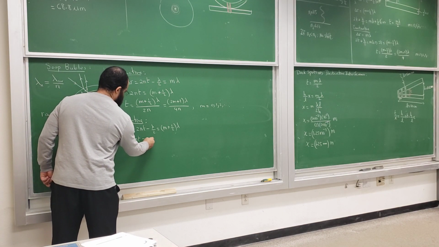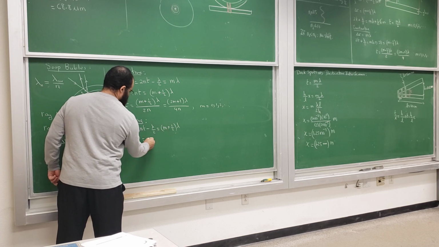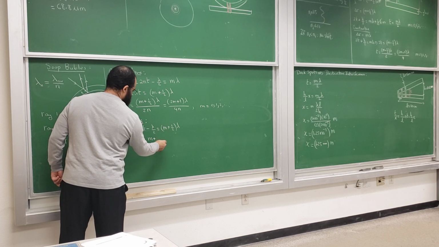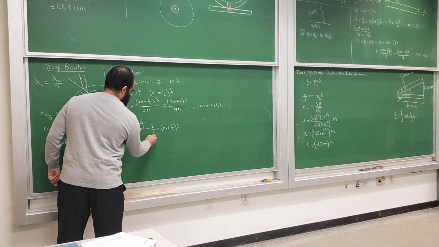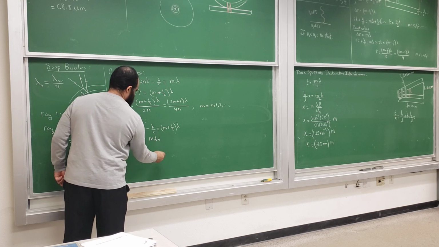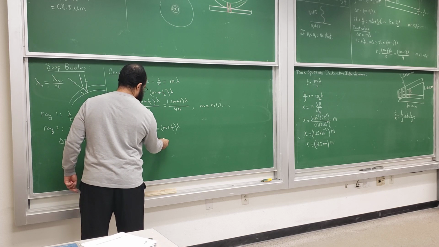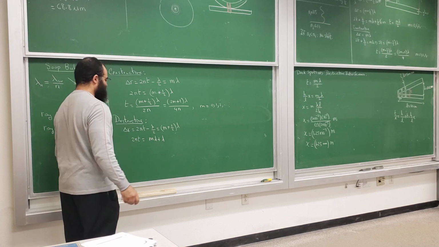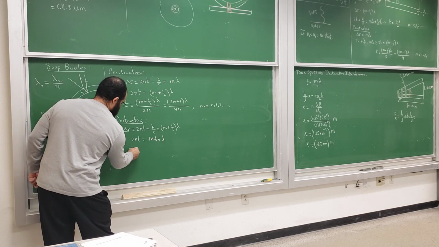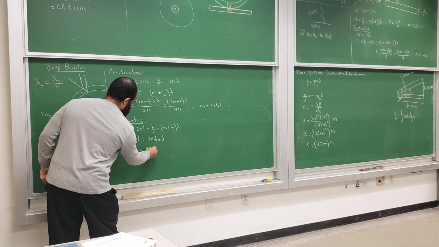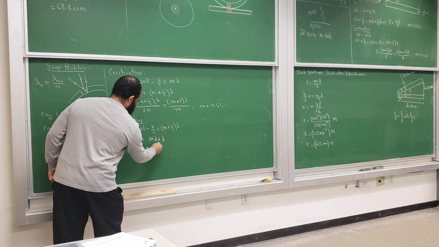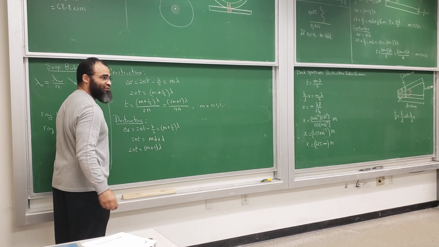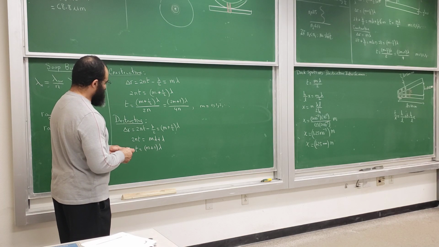2nt is equal to, if you move this to the other side, you get m lambda plus half lambda plus half lambda, which is lambda. So then I get 2nt is equal to m plus 1 times lambda, right? M plus 1 times lambda, in fact.